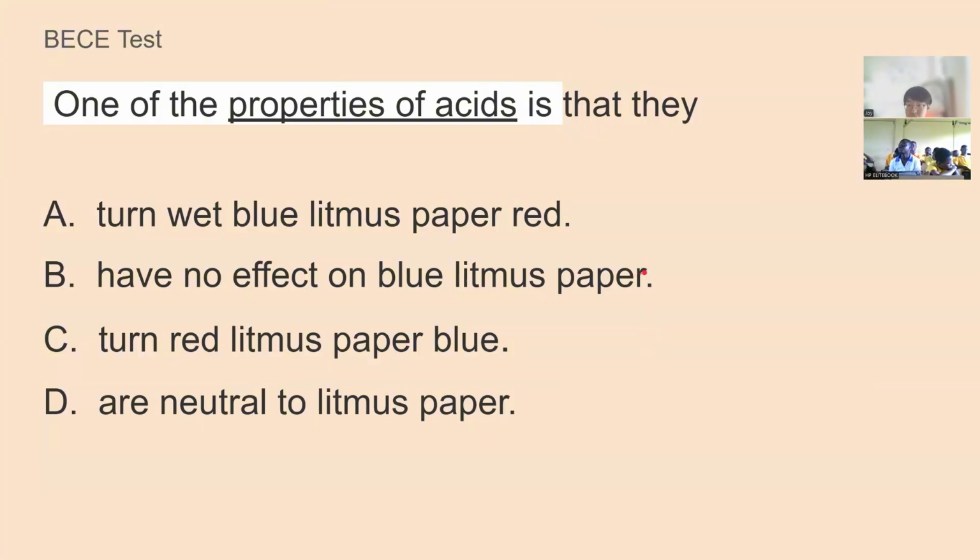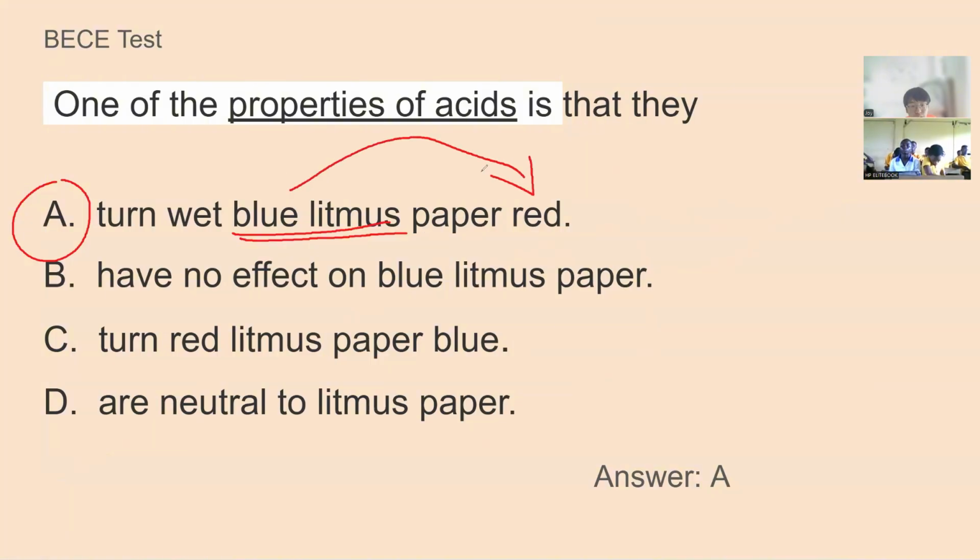Does anyone know the answer to this question? It's A. Yeah, nice job. It's A, because acids, we've seen, turn blue into red. And if it also said red remains red, it'll also be a property of acid. So yeah, A is the answer.